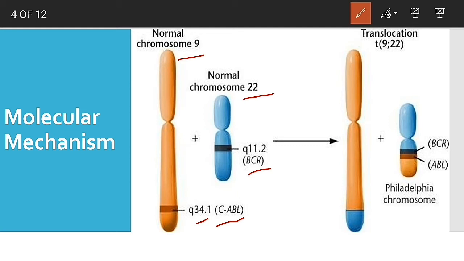Due to the balanced reciprocal translocation there is formation of a Philadelphia chromosome where there is a presence of a BCR-ABL fusion gene. We will have to keep in mind that the ABL gene is the proto-oncogene and BCR is a normal gene, where due to the fusion there is formation of an oncogene, that is the BCR-ABL oncogene.